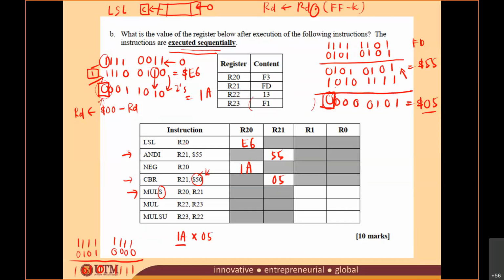So 1A multiply with 05, you get what value? Siapa ada calculator? 1A darab 05. $82 ya. Okay, I just trust you. So 82, so you get 0082. All of you get this one? Semua dapat macam ni? Okay, so 82 will be stored to R0, while R1 you just put 00 in front, dekat depan.